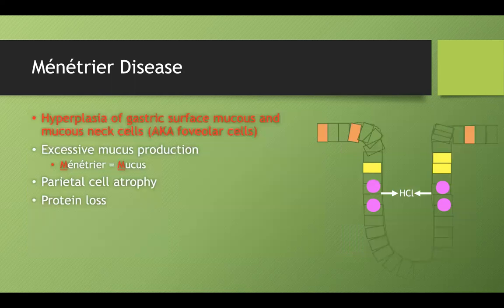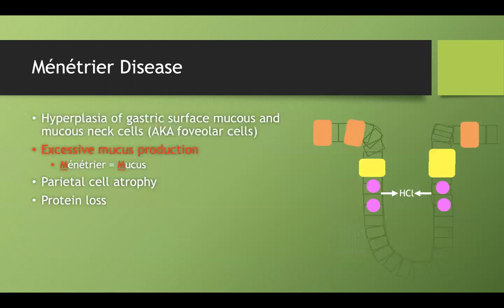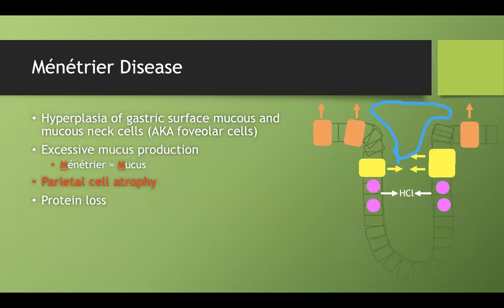So the first thing is you get hyperplasia of all of our mucus neck cells and our surface mucus cells. And obviously these produce mucus, so if they're bigger and they're more active, they're going to produce more mucus. And that's not too surprising. You can get parietal cell atrophy because especially these mucus neck cells, they can grow so big that they actually start pushing against or blocking the exit pathways for some of these parietal cells. So you can actually start killing some of the parietal cells in the process.